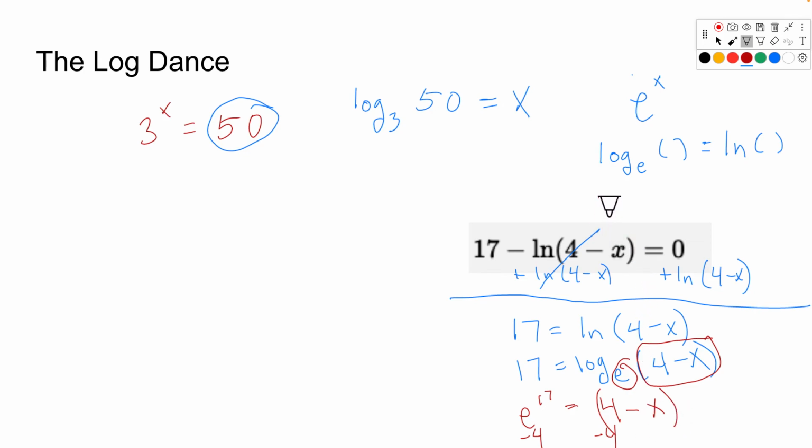So when we do this one, and notice this is coming from the homework, so you'll get a chance to do this. You get that x equals negative e to the 17 minus 4. Now you could distribute the negative sign through if you want to, but notice I subtracted 4 from both sides, and then I divided by -1, or multiplied by -1, and that's how I got that answer.